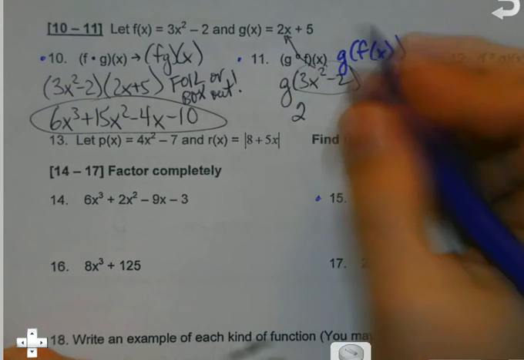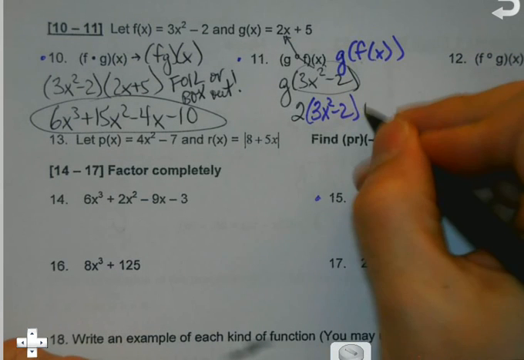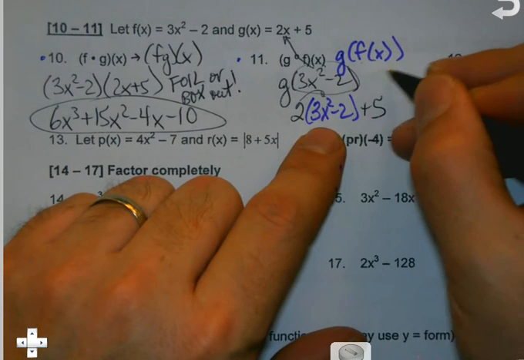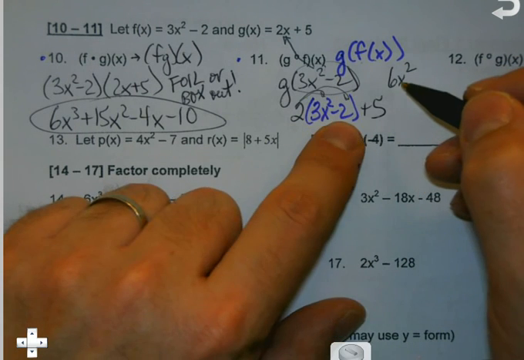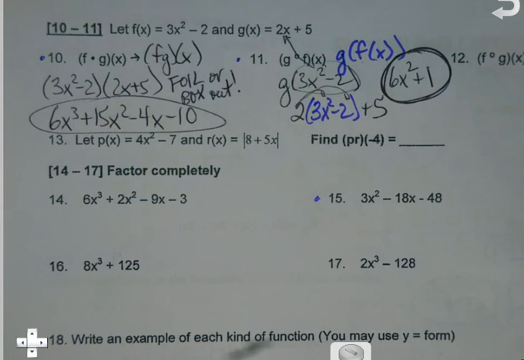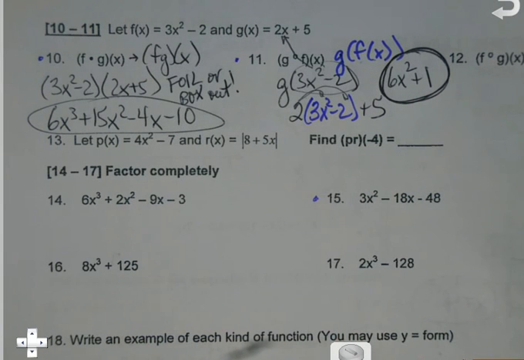Take that value, plug it in where you see x, and simplify it. So let's see, that'd be 6x squared. 2 times negative 2 is negative 4 plus 5 is 1. That's what I want. So if it's a variable, you end up with a polynomial expression. If it's a number, you end up with a numeric answer. There should be no x's in your answer if there's a number in the parentheses.